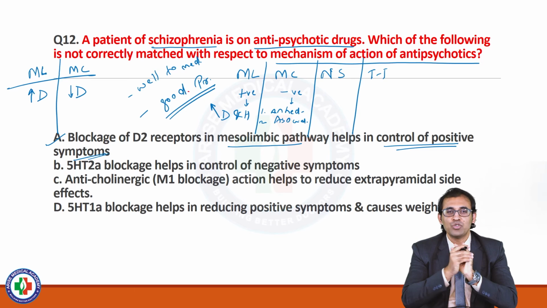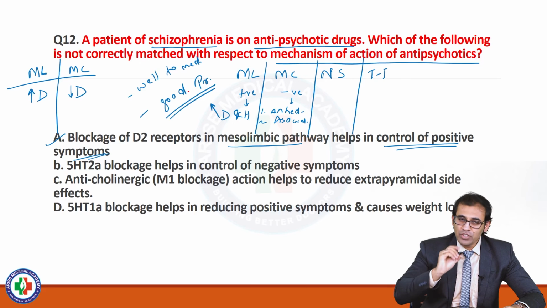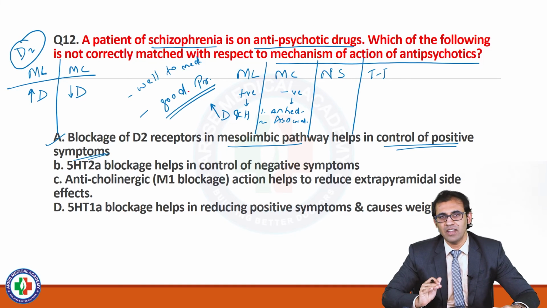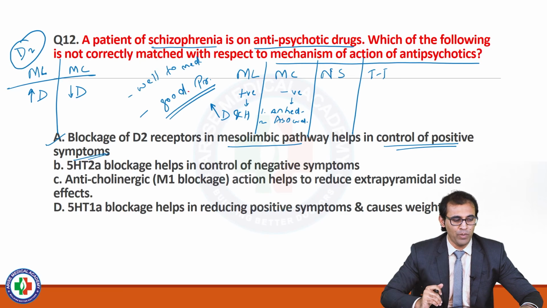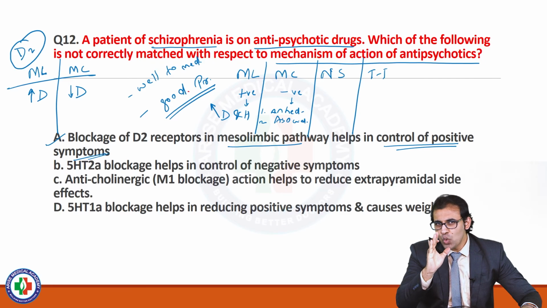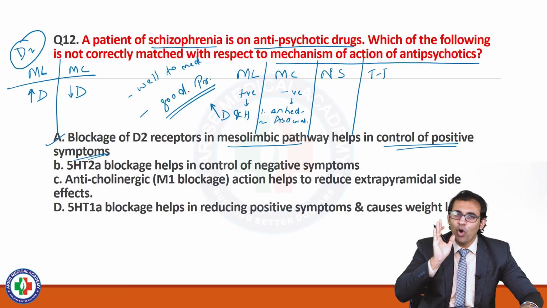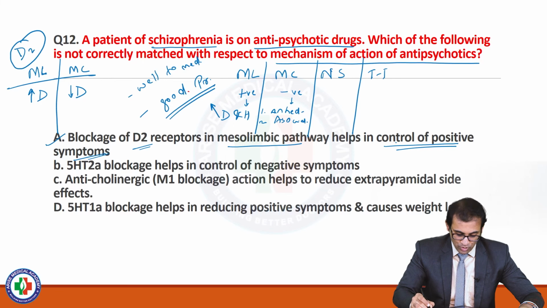Okay, fine. So when scientists made the first antipsychotic drug, it was completely a D2 blocker, only D2 blocker, because in the beginning all scientists and doctors thought that psychotic symptoms occur only because of an increased level of dopamine. So they made one drug that was a D2 antagonist. Since it typically blocked the D2 receptor, it was called the typical antipsychotic drug, first generation. So this was blocking only D2. Fine. So option A: blockage of D2 receptors in the mesolimbic pathway helps in the control of positive symptoms.